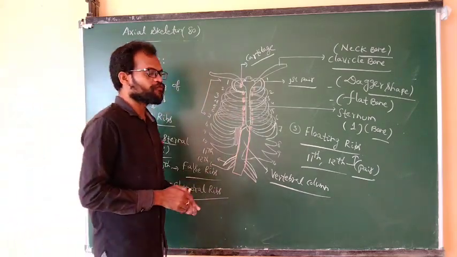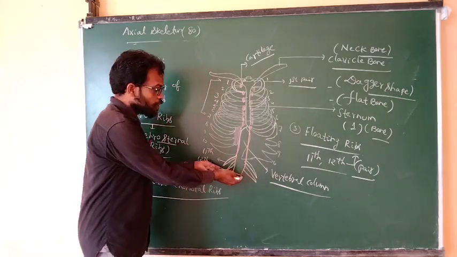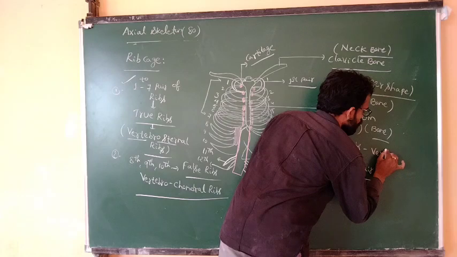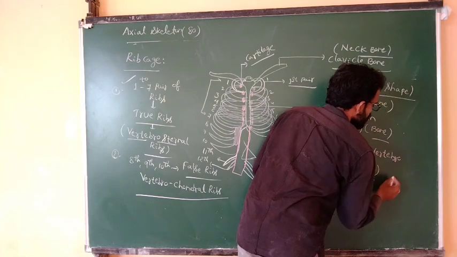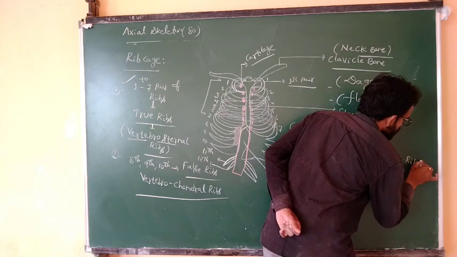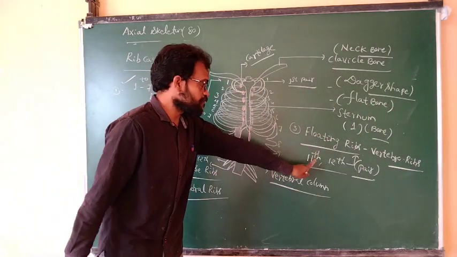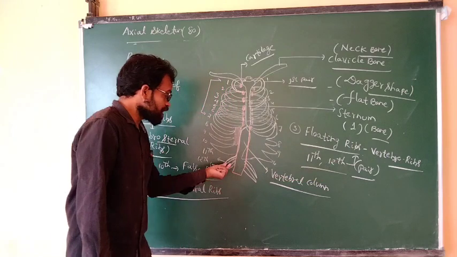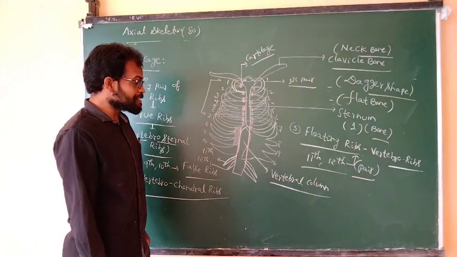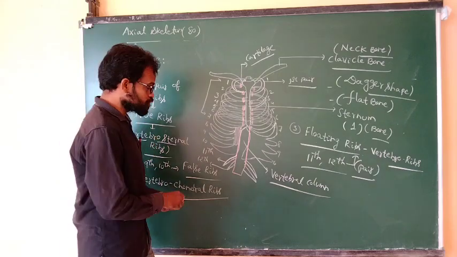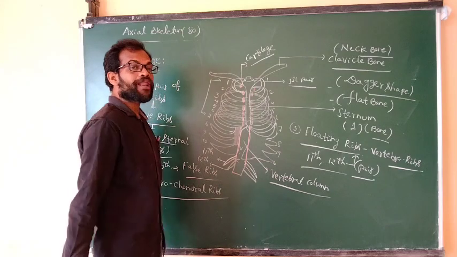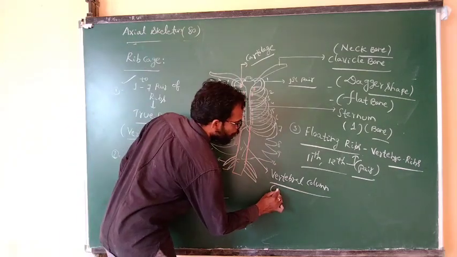Vertebrochondral ribs. Coming to the floating ribs. Floating ribs means only attached to the vertebral ribs. This 11th pair, 12th pair. These ribs are only the 11th rib and 12th pair of the ribs. The 11th pair and 12th ribs only attached to the vertebral column. It is nothing but backbone.